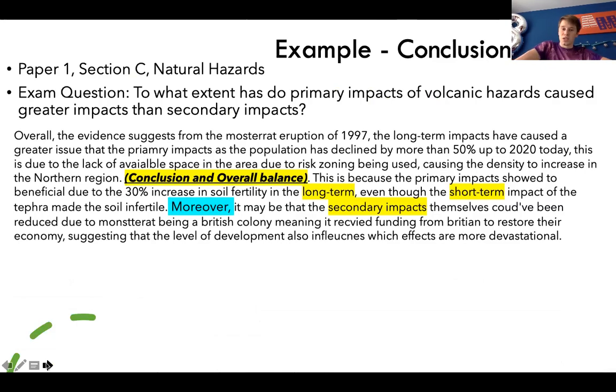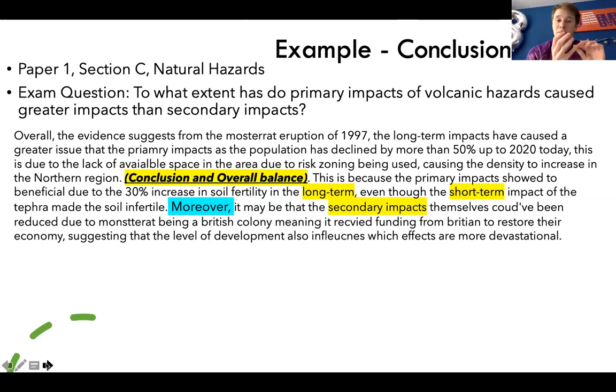It's a bit long, but we'll mostly just focus on the yellow and the highlighted bits. So overall, the evidence suggests, so like I said, the evidence, not I think, from the Montserrat eruption of 1997, the long-term impacts have caused a greater issue than the primary impacts, as the population has declined by more than 50% up to 2020 today. So I've then just included my temporal scale. This is due to the lack of available space in the area due to risk zoning being used, causing density to increase in the northern region of the island.